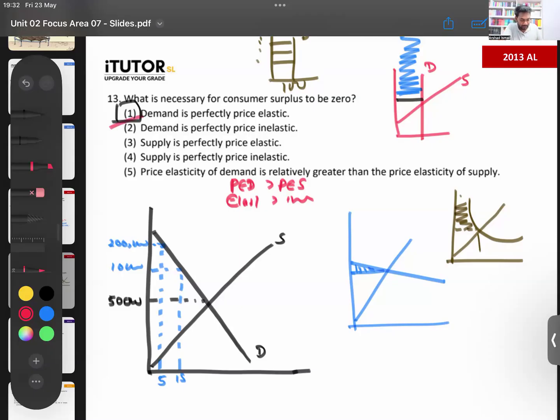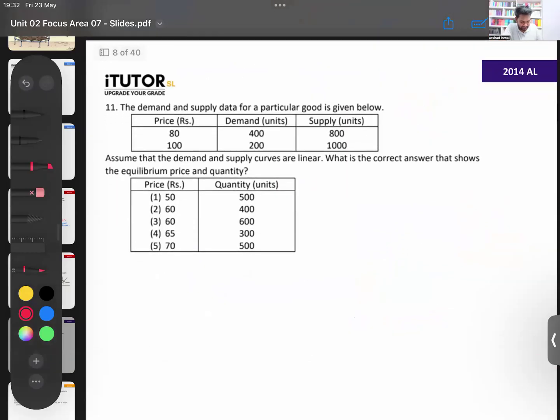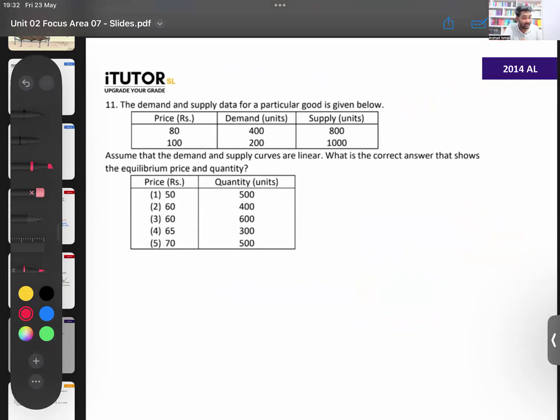Going into the next one, 2014. Question 14 is saying the demand and supply data is given. Assuming that the demand and supply curves are linear, linear means straight lines, what is the correct answer that shows the equilibrium price and quantity? You can do two things. One is, if you want, you can make the demand equation and the supply equation, equate the two and do that.